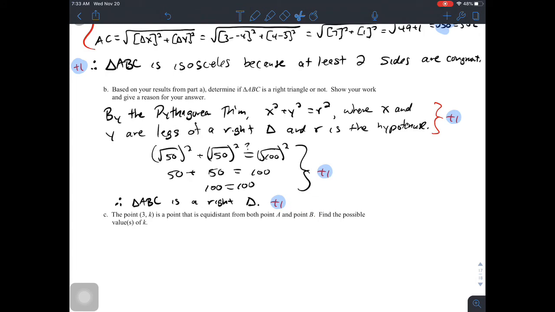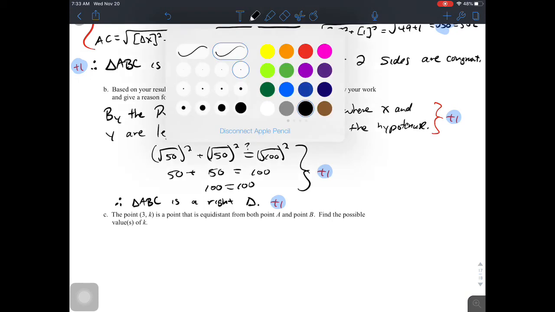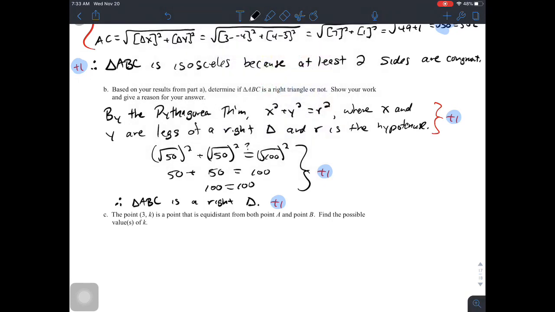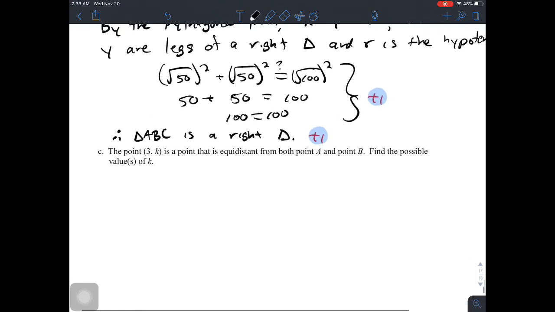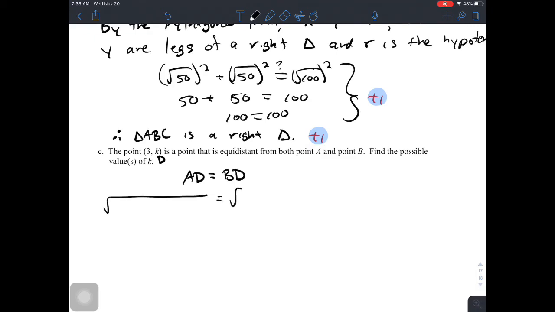Part C. The point (3, k) is a point that is equidistant from both A and B. Find possible values of k. All right, so I'm going to call this point D. So this is saying that AD must be the same length as BD. I'm going to use the distance formula.